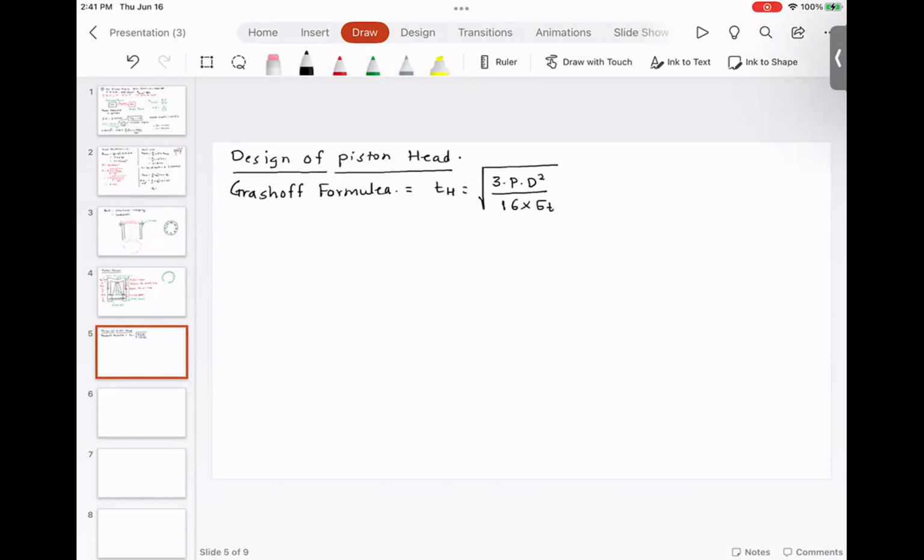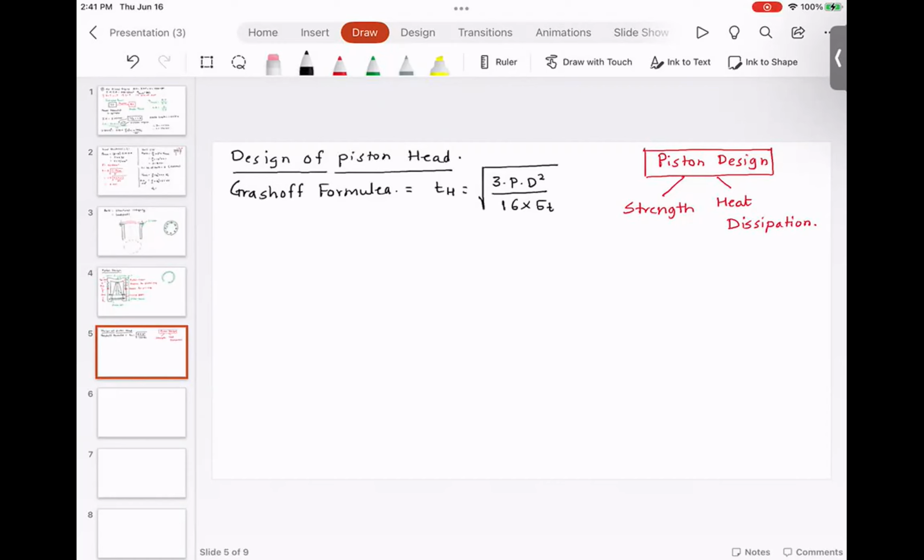Please understand there are two important considerations for piston design. One aspect is strength, and the second aspect is heat dissipation. So you have strength and you have heat dissipation.